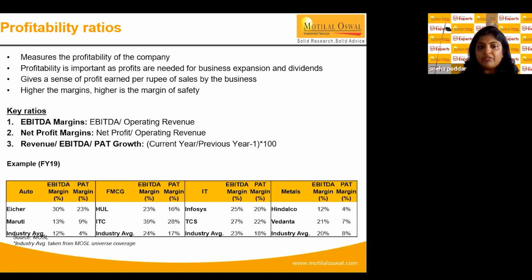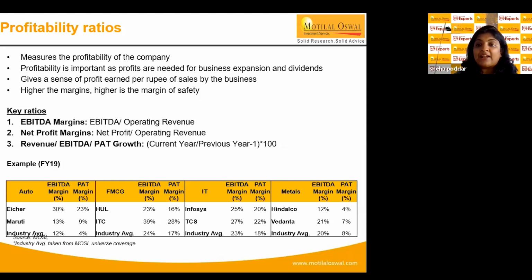One is obviously the growth number. So how the growth has been at the revenue level, at the operating level, and at the PAT level. You should compare it with the last 5 years or 10 years performance, whether the growth has been consistent, improving, or has deteriorated. If it's in a deteriorating trend, then obviously it's a red flag for you. And if it's improving, then you should understand what strategies the company has implemented and why it's improving.